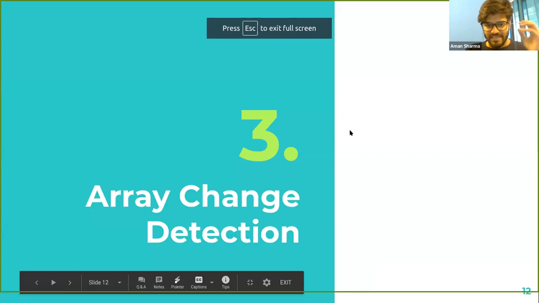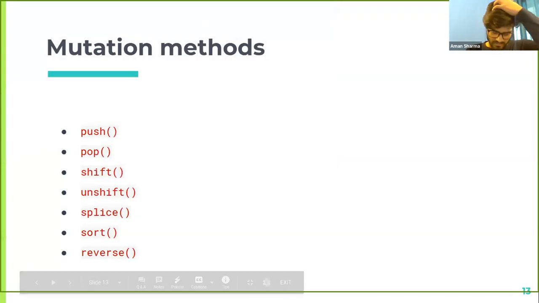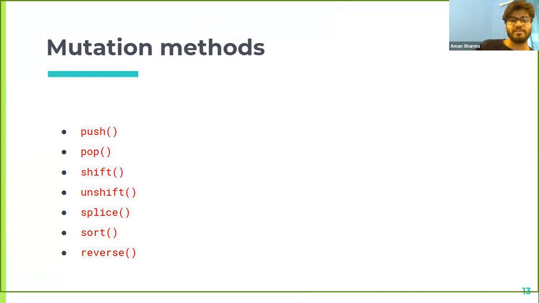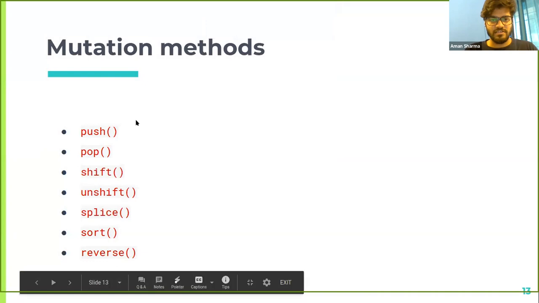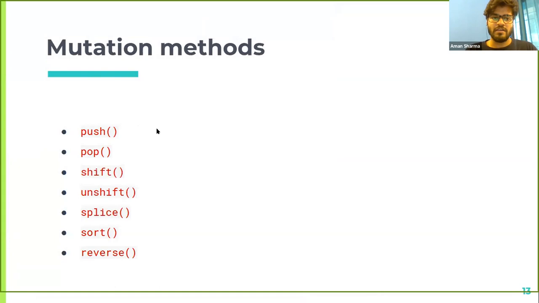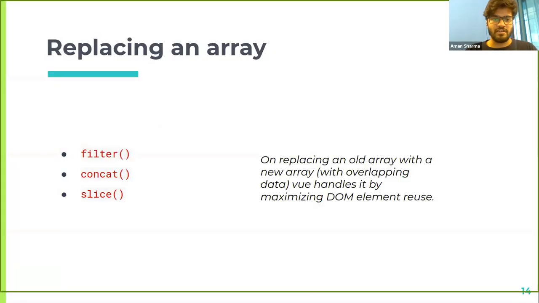Now the next thing is array change detection. Basically, what Vue can do is detect changes in arrays. Mutation methods are the methods which allow us to make a change into the existing array, and the changes done by these are reactive, so these changes are recognized. Then there is replacing an array, with methods like filter, concat and slice. These methods return their own array, right?